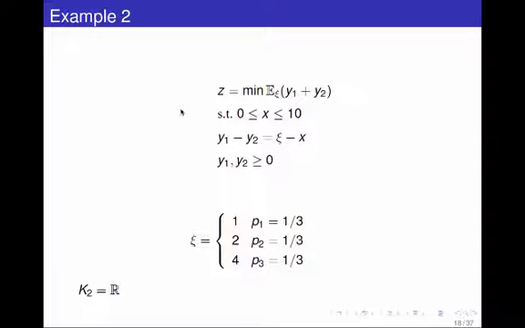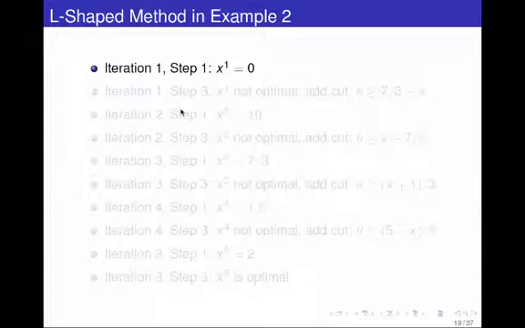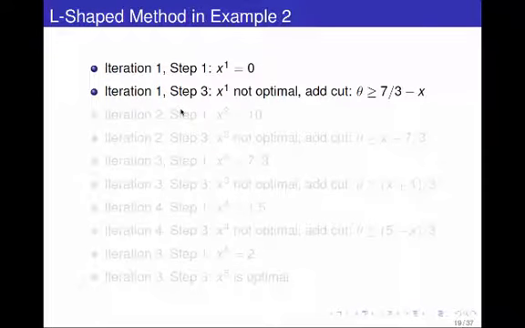Okay, 3 scenarios equally likely, 1, 2, and 4. And K2 again is R. So you can pick any x you like, and I will find y's that will satisfy the constraint. If you go through the L-shaped algorithm, starting from 0, you generate first this cut here, and I'm going to draw this for you.